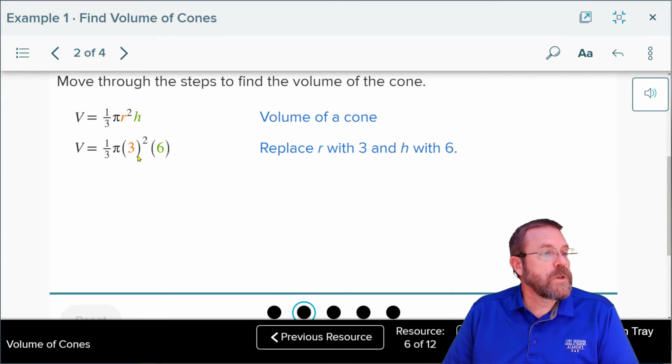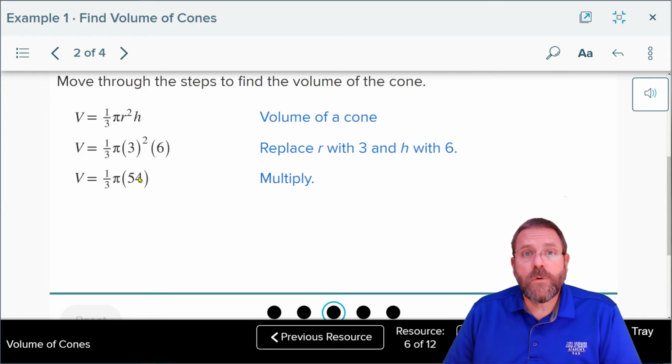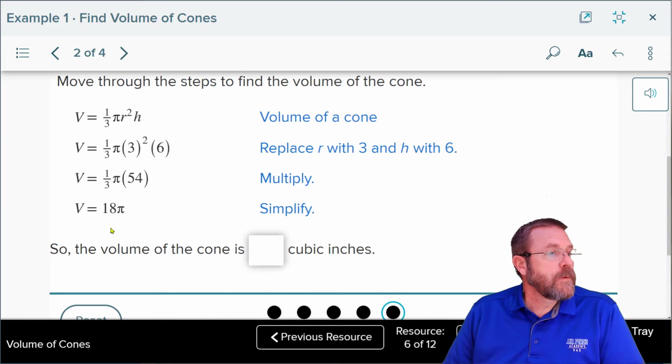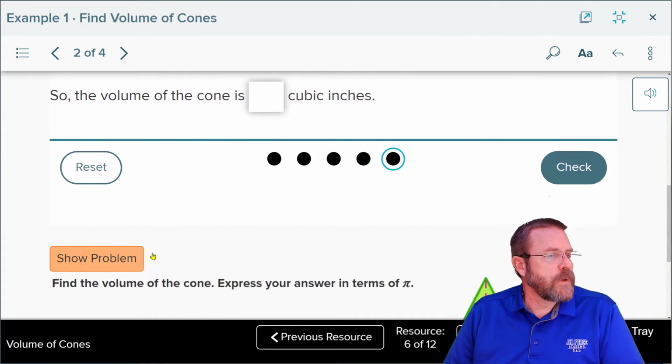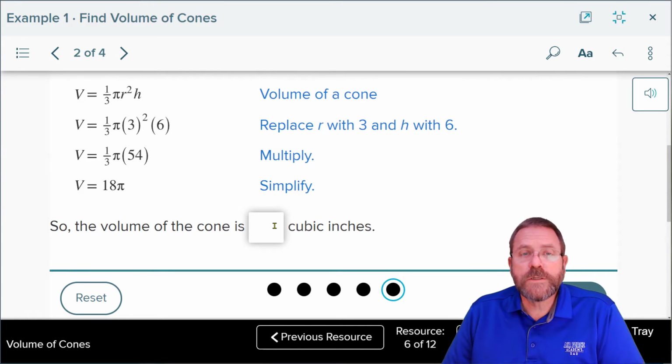From here, 3 squared is 9, and 9 times 6 is the 54 that you have right here. Now, I would work mine slightly different, but there's nothing wrong with what they're doing here. Next, they take 1/3 of 54, also known as 54 divided by 3. That's going to equal 18. So they have a volume of 18 pi. Finally, they wanted it expressed in terms of pi, so right there they did it. No reason for me to waste your time typing 18 pi right here.